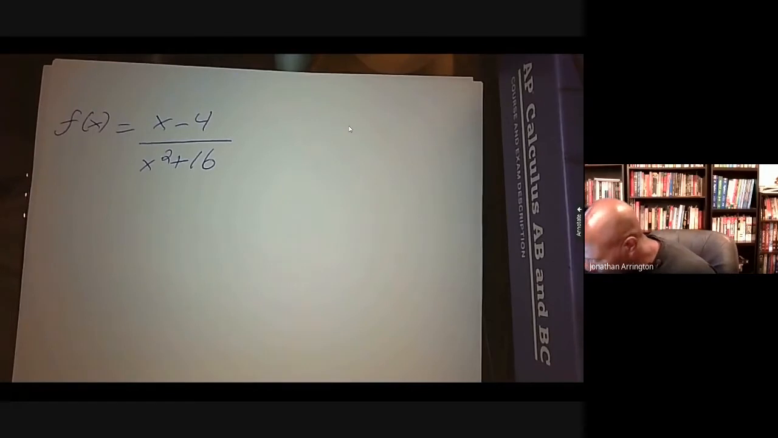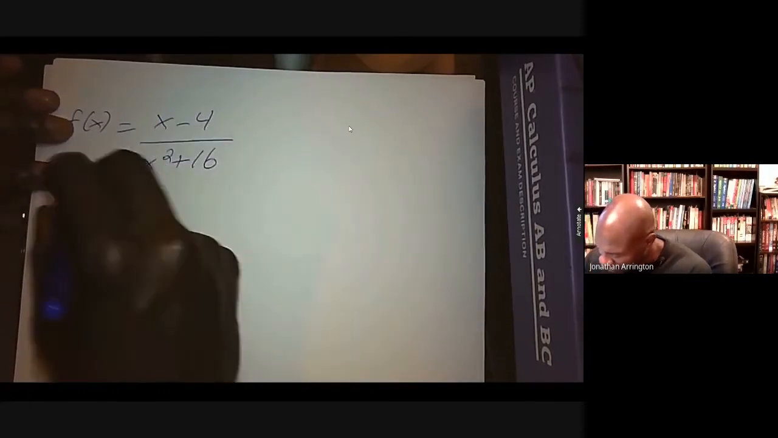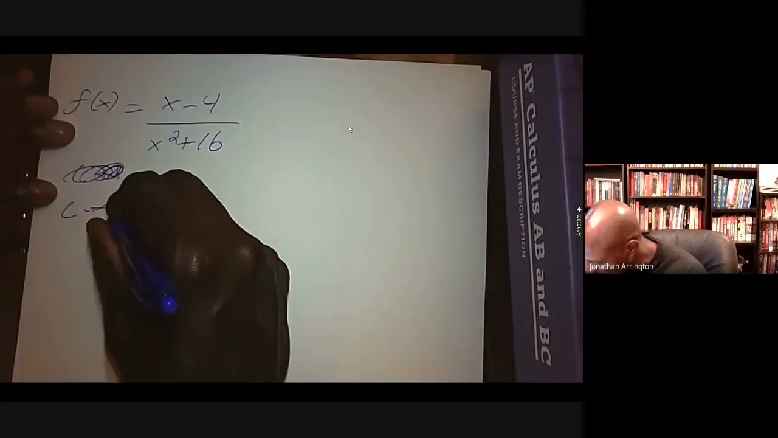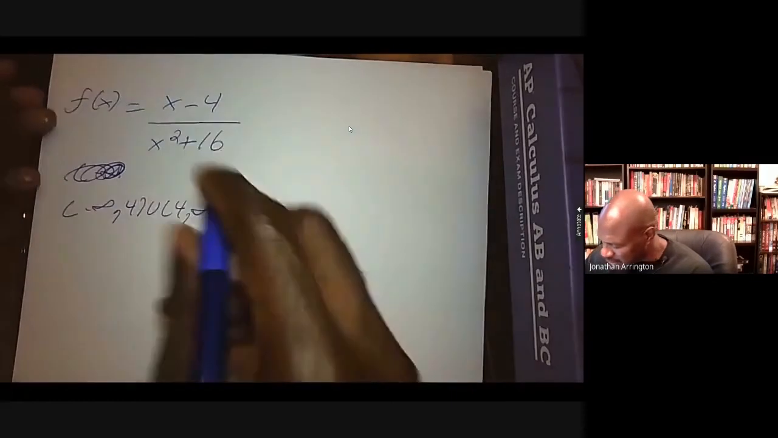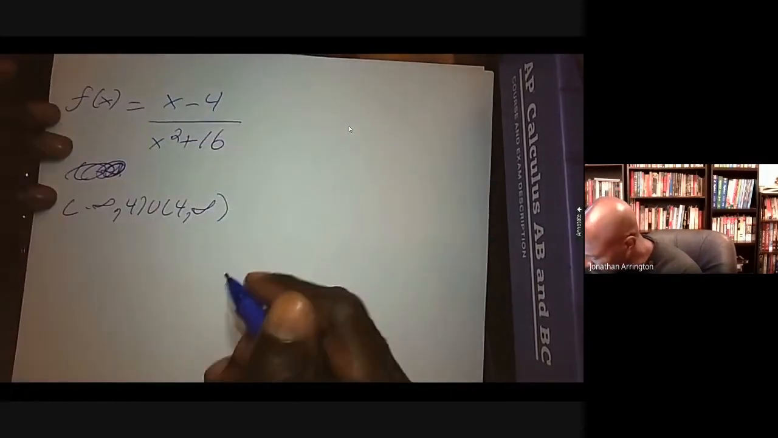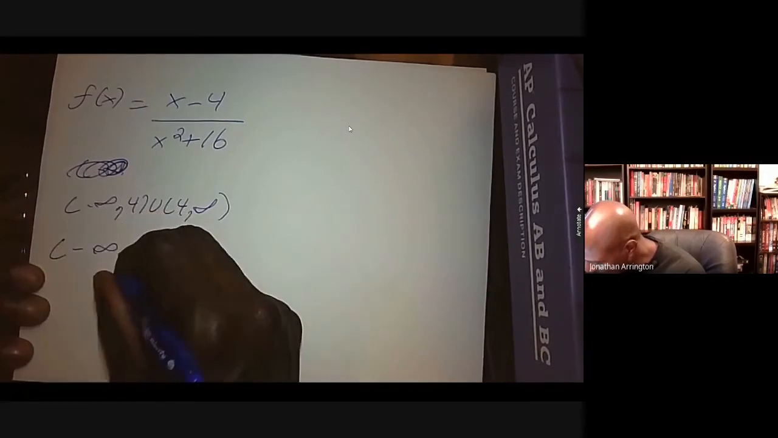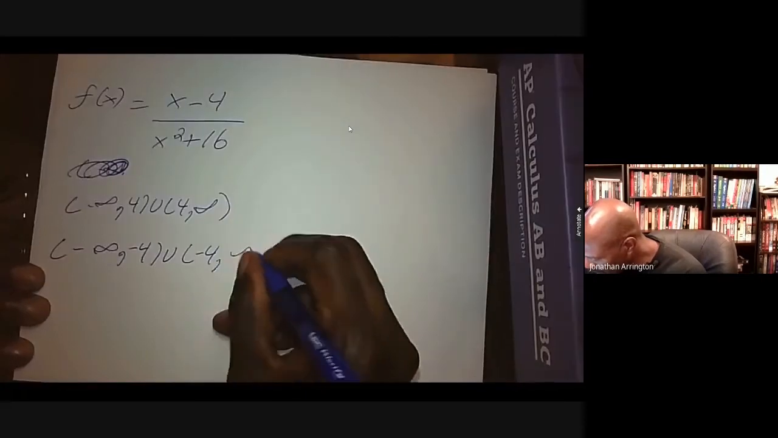Okay, so just thinking about the type of different answers that I tend to get on a problem like this. Some people may say negative infinity. That's not a good negative infinity. And these are all wrong answers, by the way. Some people may say negative infinity to 4 union 4 to infinity. My infinities look a little jacked up, but you understand my pain. Some people may say negative infinity to negative 4 union negative 4 to infinity.